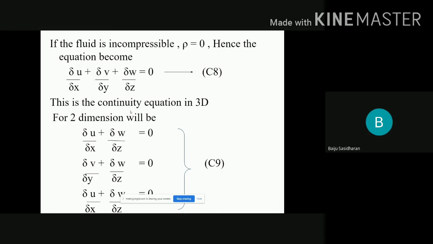In the case of 2 dimensions, any one of the parameters will be 0. Therefore, dou u by dou x plus dou w by dou z is equal to 0. Otherwise, dou v by dou y plus dou w by dou z is 0. Otherwise, dou u by dou x plus dou w by dou z is equal to 0. That you can modify according to the parameters you are selecting for the fluid flow studies. Okay. There is a correction for the last equation, that is dou u by dou x plus dou v by dou y is equal to 0. That you have to correct.